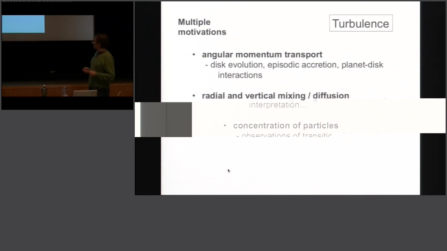So the first distinction we might make is between turbulence that involves the gas only versus turbulence that intrinsically involves the gas and the particles. Yesterday, when Willie was showing some calculations of Kelvin-Helmholtz instability in settled particle layers, that was an example of a process that clearly involves both the gas and the particles.